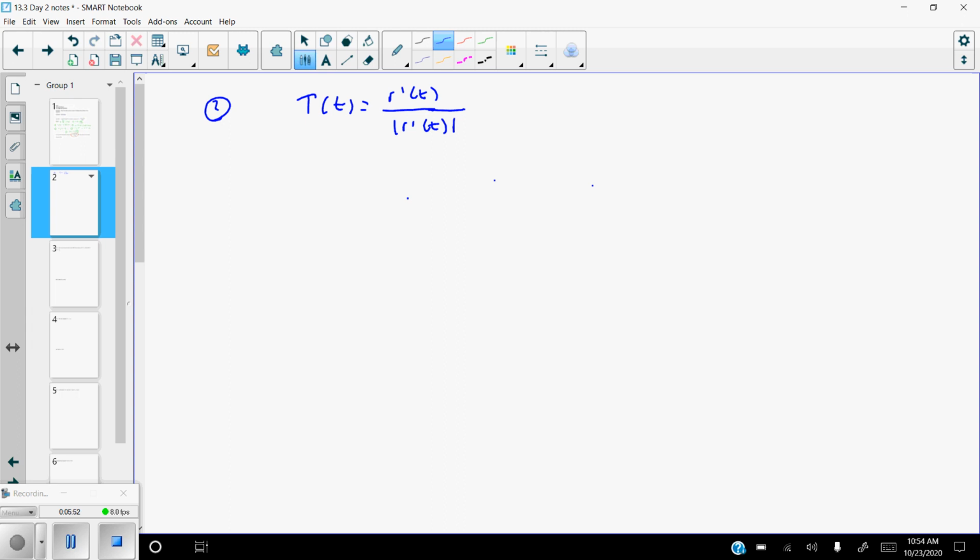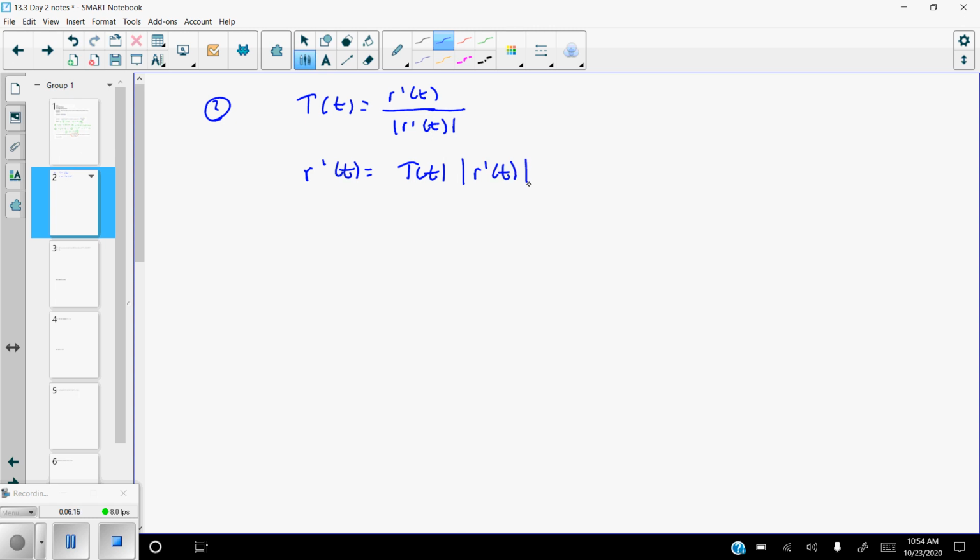Now all I'm going to do is solve that for r prime of t. So I'm just going to multiply both sides by the magnitude of r prime of t. That's all I'm going to do there. So we're going to get that r prime of t is T of t, the unit tangent vector, times the magnitude of r prime of t.